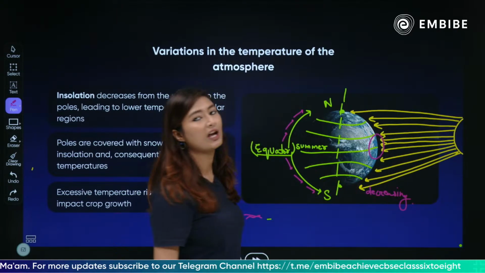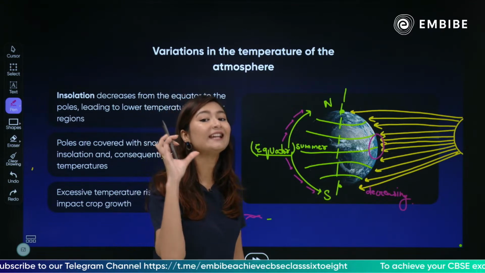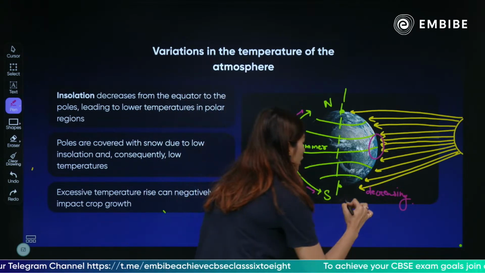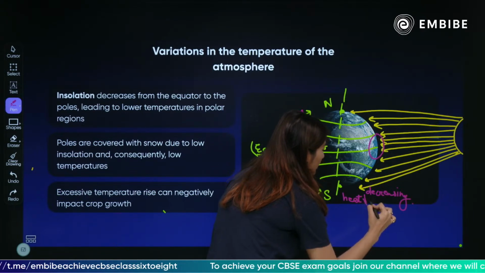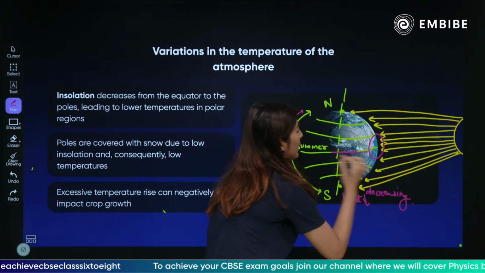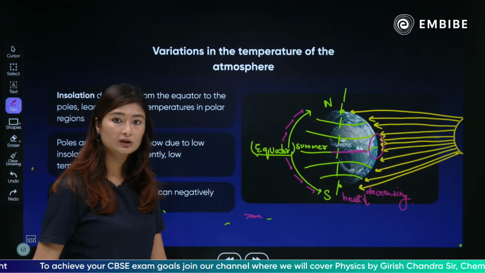इधर धीरे धीरे घटती जा रही है. So as it is decreasing, the amount of heat that is reaching the poles is less than what is reaching in and around the equator. Equator के पास जो पहुंच रही है उससे काफ़ी कम होती है.